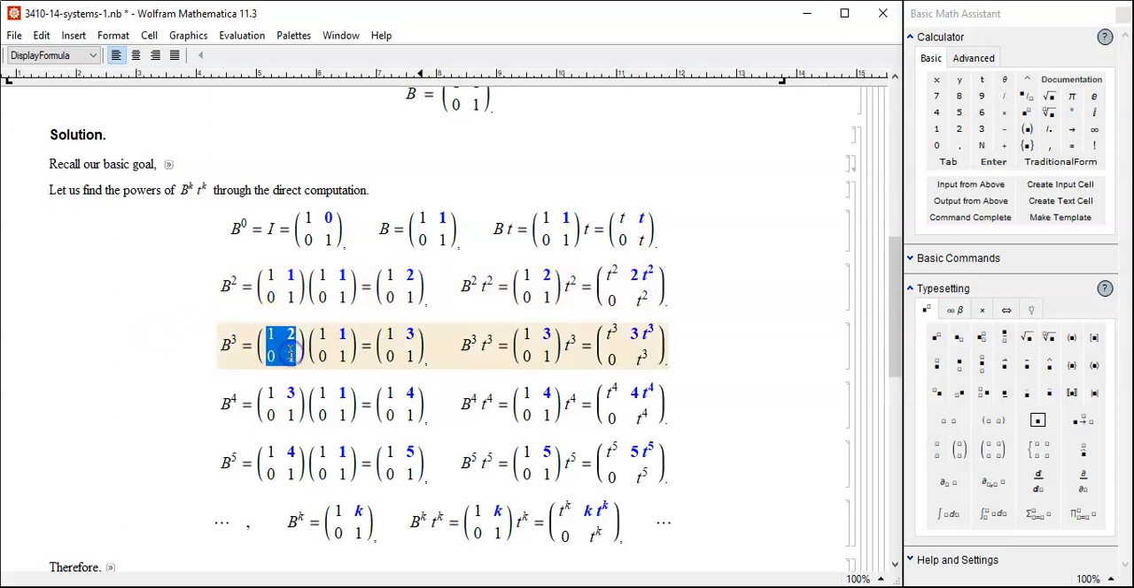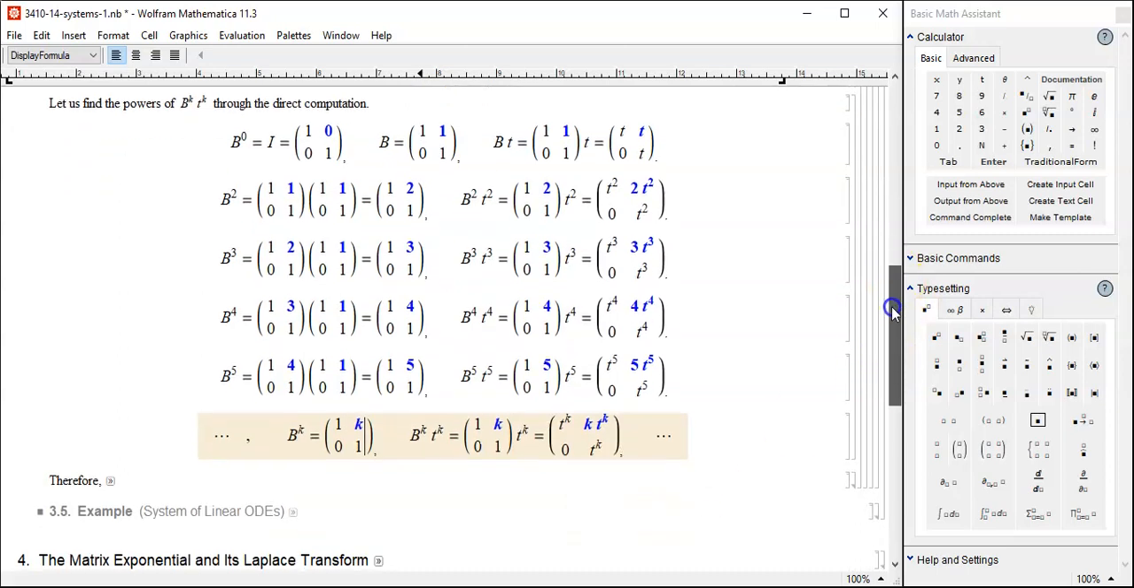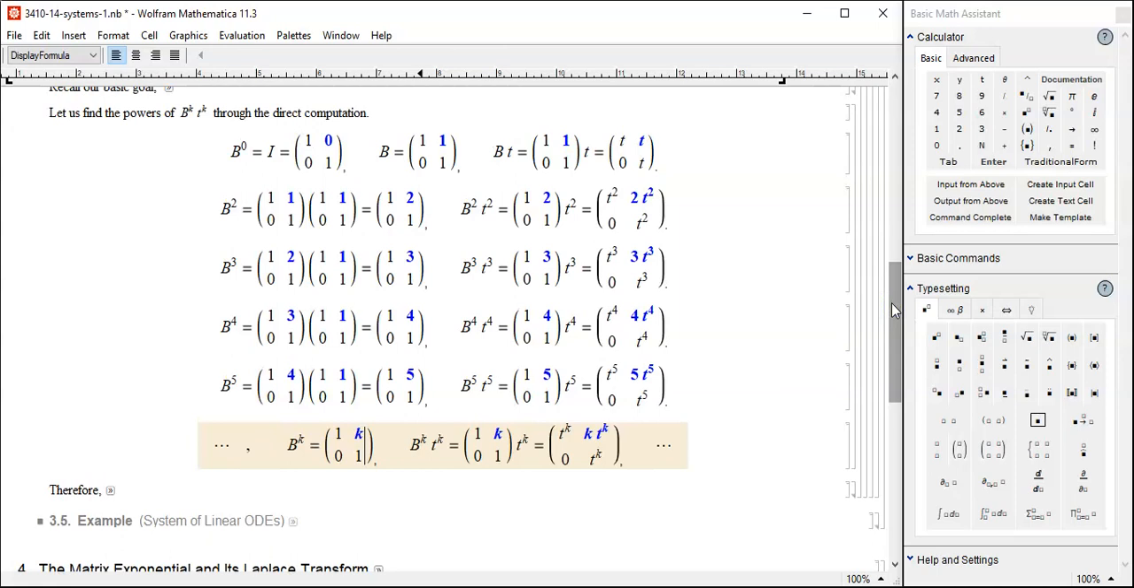B cubed, so B squared times B, and do your matrix computation carefully, and you're going to get 3 here. We are really getting somewhere. B to the fourth power, the third power times this, and if you calculate, you're going to get 4 here. And then you're going to get 5 here. Repeat it inductively, you're going to get k there. I'll leave the details to the students. It's not really a fun computation to do, but you'll be able to find the pattern if you slow down and try not to make any mistakes.